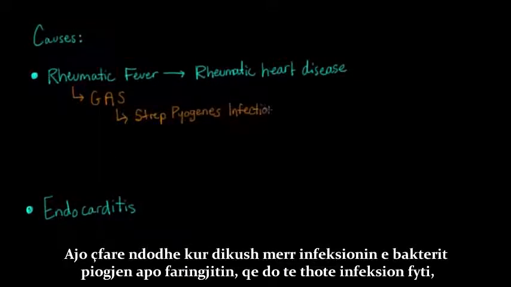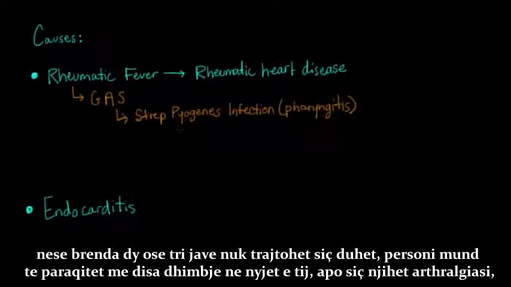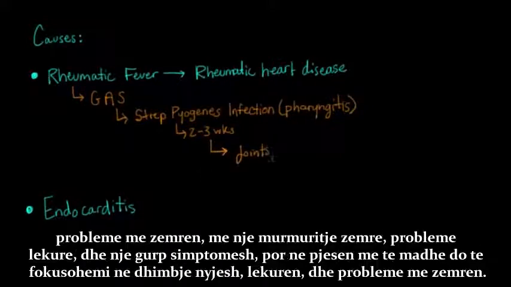So what will happen is someone gets a strep pyogenes infection, or a pharyngitis, meaning a throat infection, and 2 to 3 weeks later, if it's not treated correctly, the person can actually present with some pain in their joints, or arthralgias, heart problems, like a new heart murmur, some skin problems, and a bunch of other symptoms, but for the most part, the joints, the skin, and for our sake, the heart problems are what we really want to focus on.